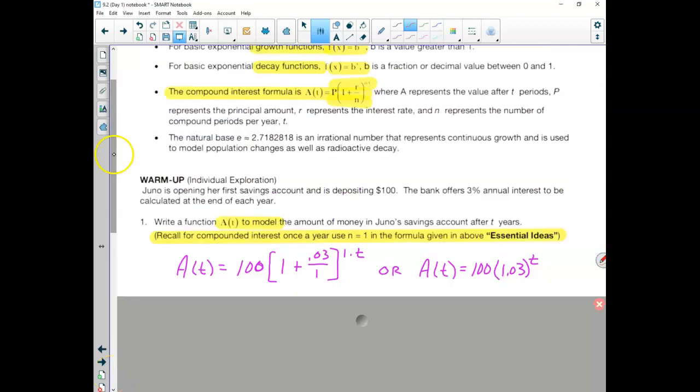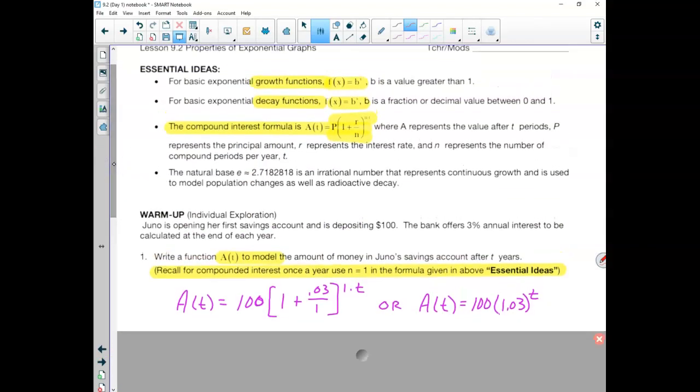Okay, so we're back, and like I said before, P is going to be your initial investment. They tell you that represents the principal amount, the amount you originally deposited. R is the rate of interest, always has to be put in as a decimal. N is the number of times compounded per year, and T is always in years.